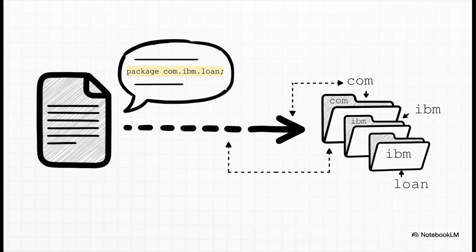That line of code you wrote, package com.myproject.ui, isn't just a label. It's a rule. It tells the Java compiler that it must find this file inside a folder named UI, which itself is inside a folder named myproject, which is inside a folder named com. The code and the folder structure have to match perfectly.